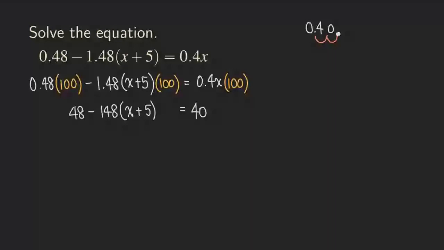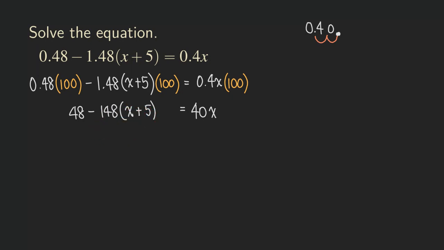Okay. And then don't forget that there was still an x in there, so we just copy down the x. We didn't do anything to the x, so just copy. Okay, so now we get this equation, and we are seeing a pair of parentheses right here. So the first thing that we need to do is to distribute this negative 148 to the x and to the 5.